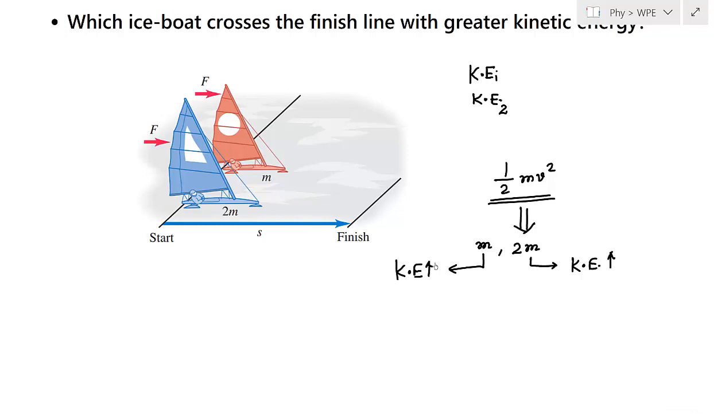And if you square that, in half mv square, one can expect that the half mv square term for ice boat 1 will be higher and it will have higher kinetic energy. So the question is, how do you decide which ice boat will have higher kinetic energy? In this case we will use the work energy theorem to decide which will have higher kinetic energy.